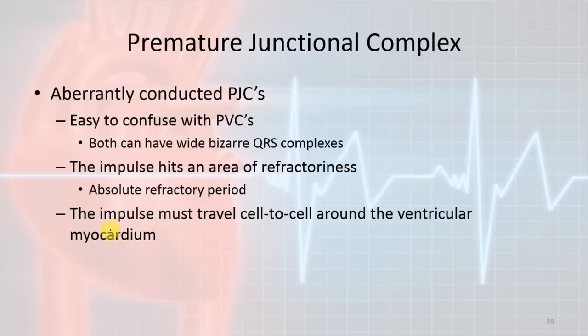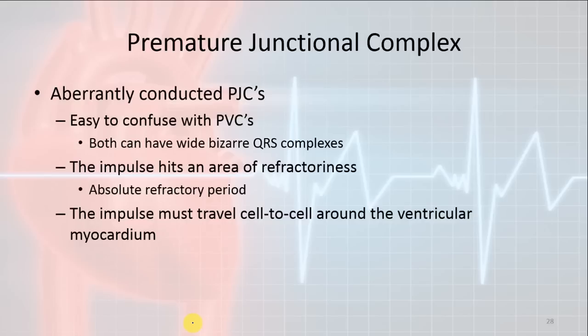The next subject I would like to speak about is an aberrantly conducted PJC. The reason I like to cover this material is because there are a lot of people who use the term aberrancy because they've heard it and it sounds really fancy whenever you're looking at a rhythm. I would like to discuss what exactly an aberrancy is and where it comes from. It is very easy to confuse an aberrancy with a PVC. They are not one and the same. They both can have wide and bizarre looking QRS complexes, but they actually have different origins.